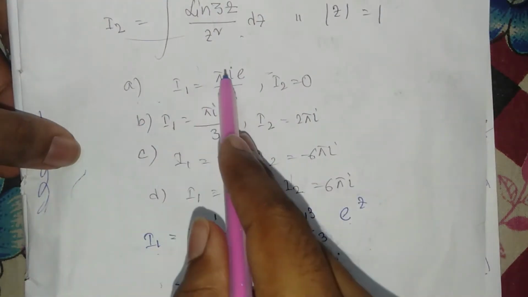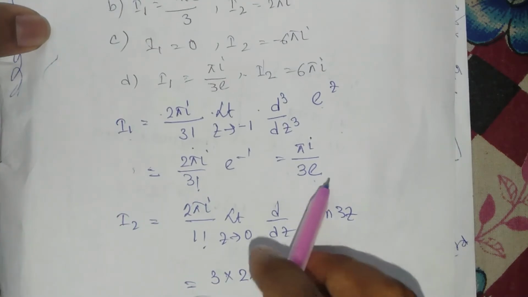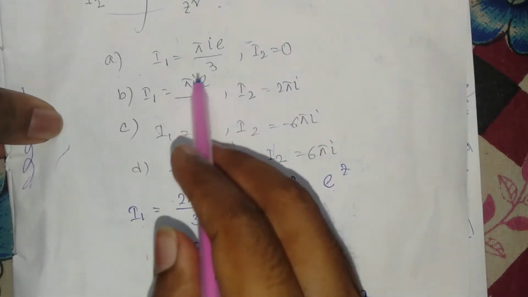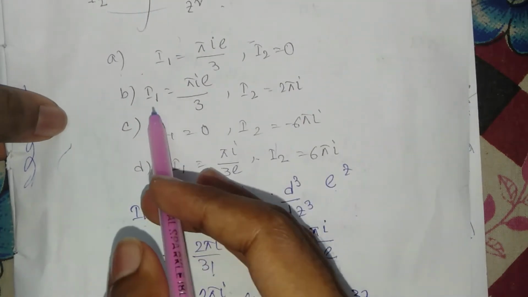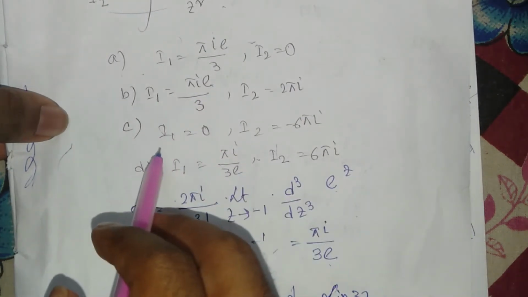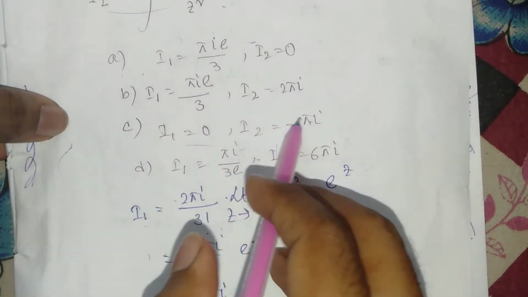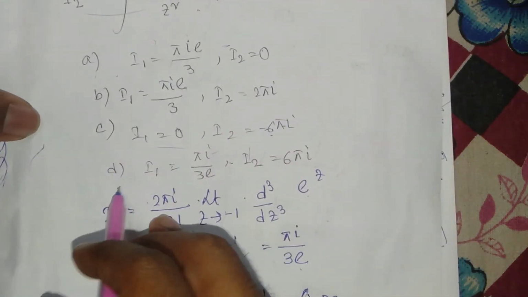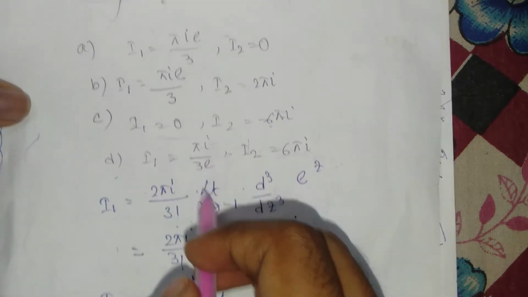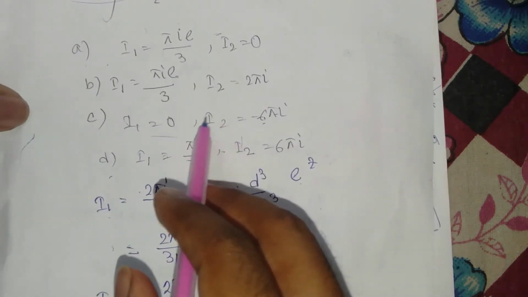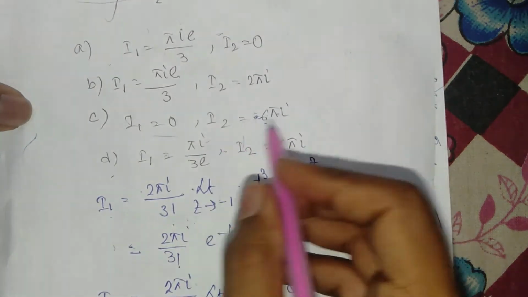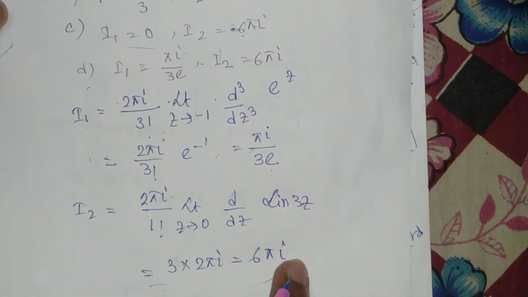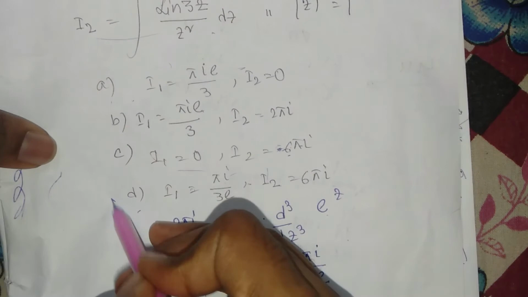I1 is pi i by 3e; option A, pi i e into 3, is not. Option B, pi i e by 3, is not. Option C has minus 6 pi i, but ours is plus 6 pi i, so this is not. In option D, I1 equals pi i by 3e and I2 equals 6 pi i, which matches, so option D is correct.